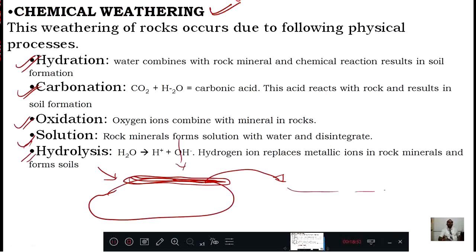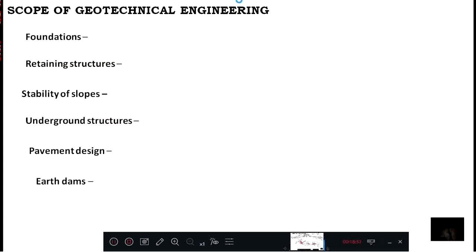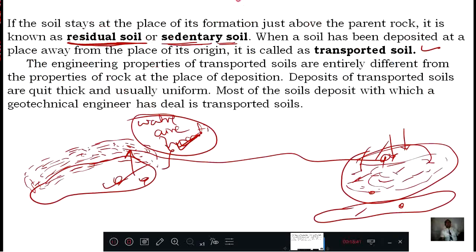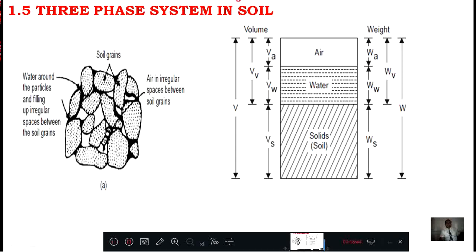Now you came to know how rock originates. In this class we studied briefly about the scope of geotechnical engineering and the origin of soil formation. Okay, thank you very much. In the next class we will study the 3-phase system in soil engineering.